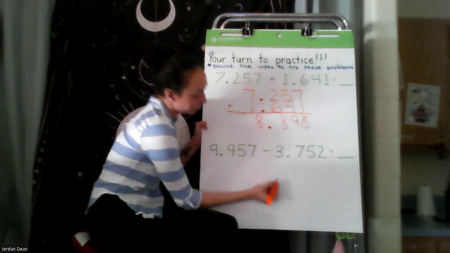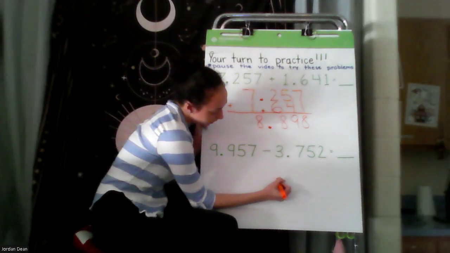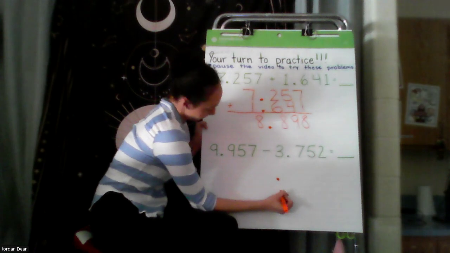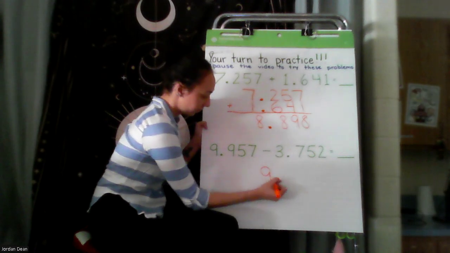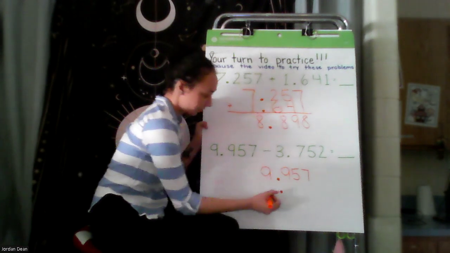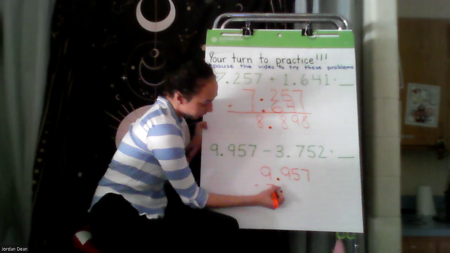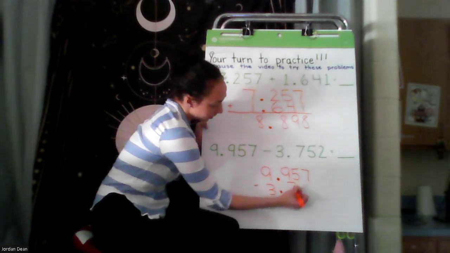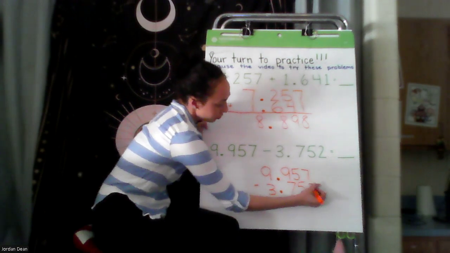For our subtraction problem, same steps, but we're subtracting. Place your decimals. 9 and 957 thousandths minus 3 and 752 thousandths.